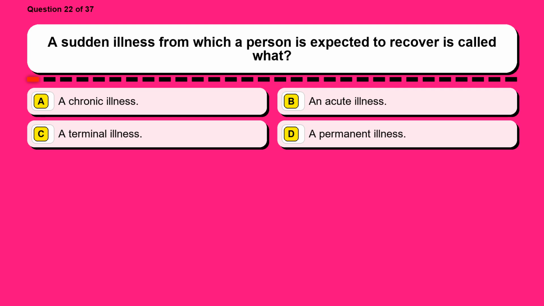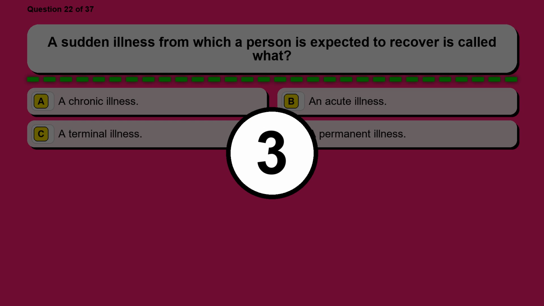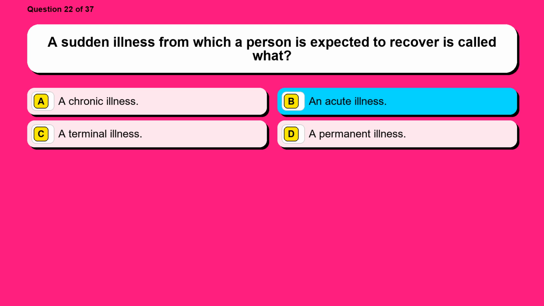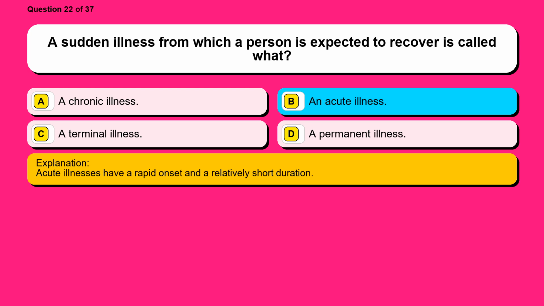Question 22. A sudden illness from which a person is expected to recover is called what? Option A, a chronic illness. Option B, an acute illness. Option C, a terminal illness. Option D, a permanent illness. The correct answer is option B, an acute illness. Acute illnesses have a rapid onset and a relatively short duration.